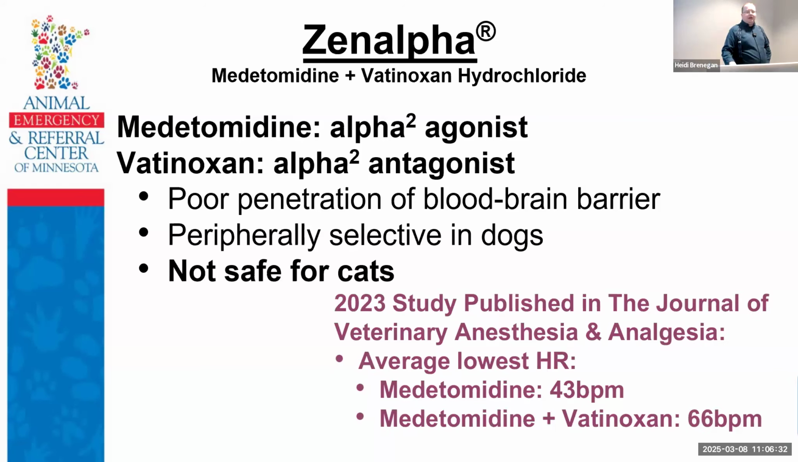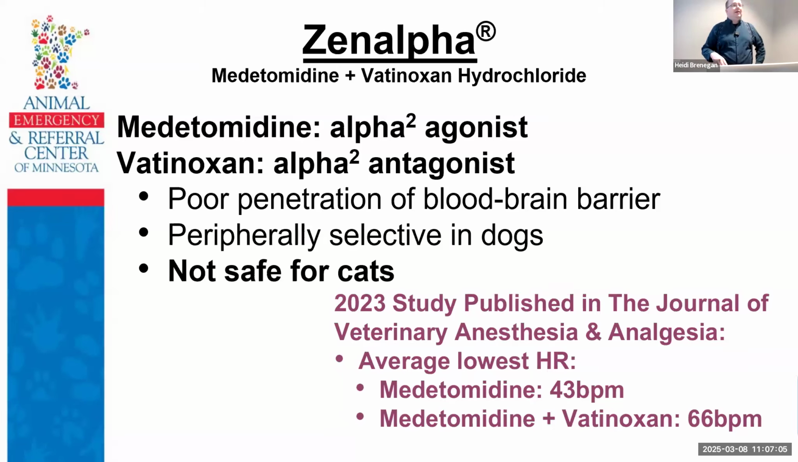There's a 2023 study, I believe this was funded by the makers of Xenalpha, comparing giving medetomidine or Xenalpha to dogs under the same situations. With medetomidine, the heart rate was lower, 43 on average. With medetomidine and vadenoxan, it was 66 on average. The heart rate was a little higher. They used some other metrics that showed that the cardiac output was a little bit better with Xenalpha. So do we need to just start using Xenalpha for everything?